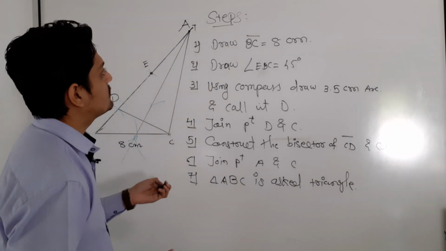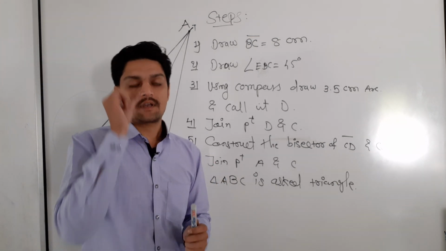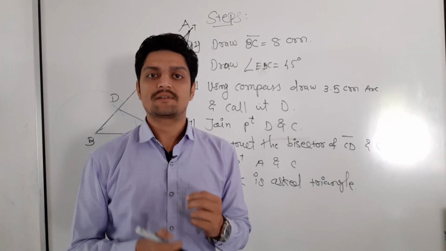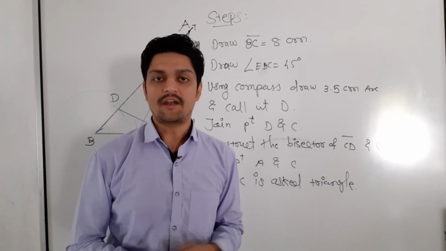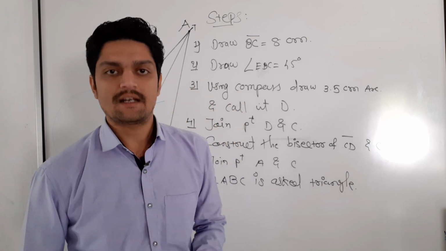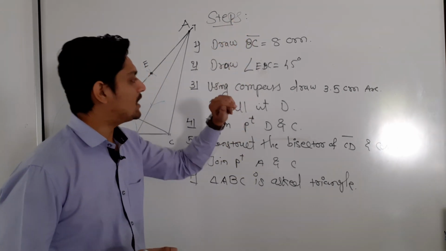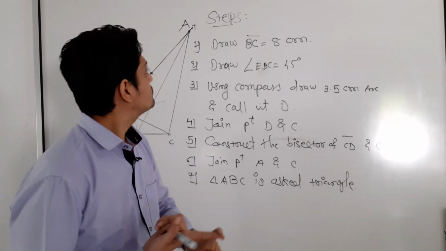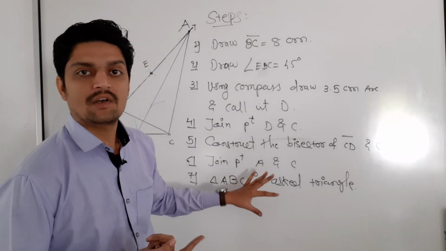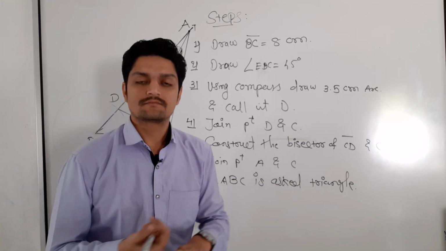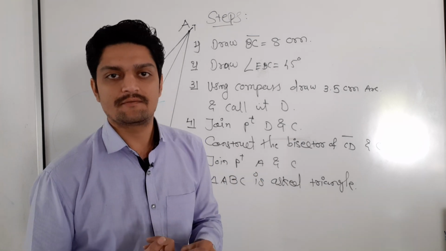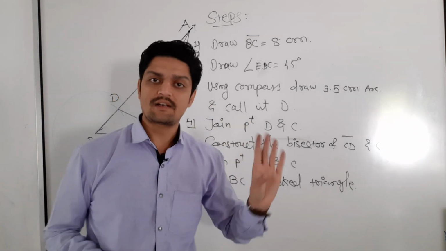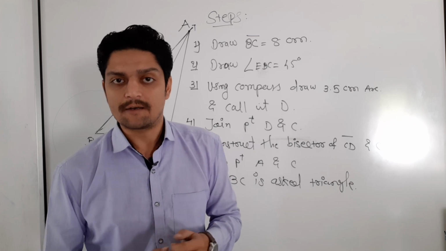And the justification part. Because in 4 mark construction will come, now let me tell you some information regarding exam. Exam oriented. In 4 mark construction, 1 mark is for steps, 1 mark is for justification, and remaining 2 marks are for construction.